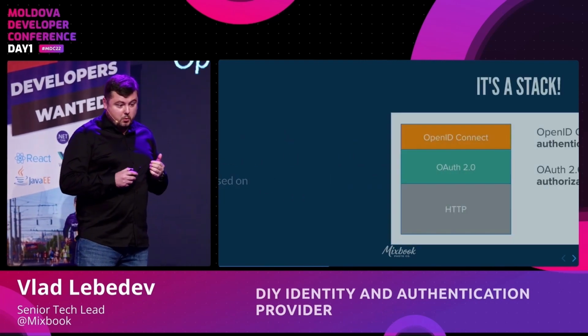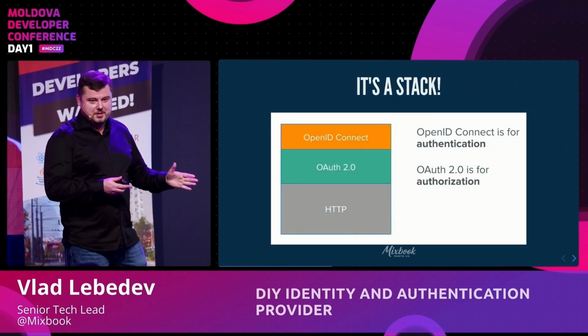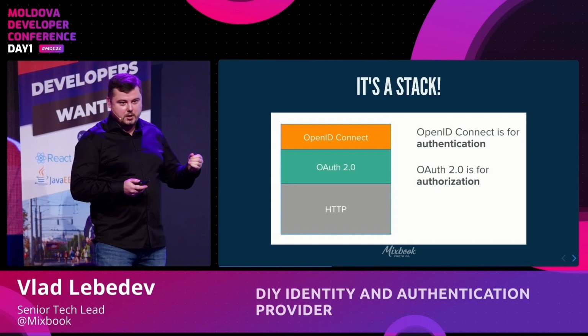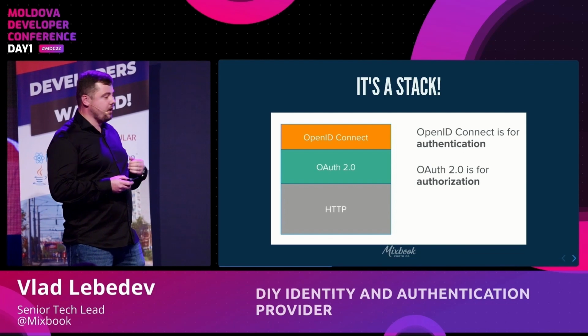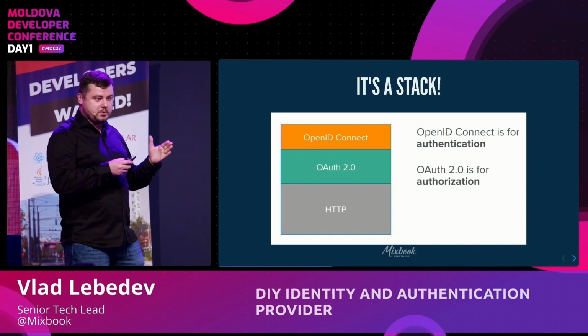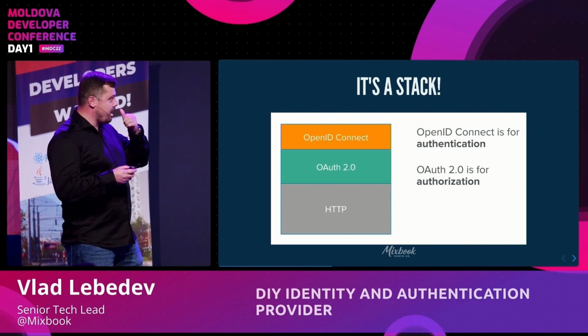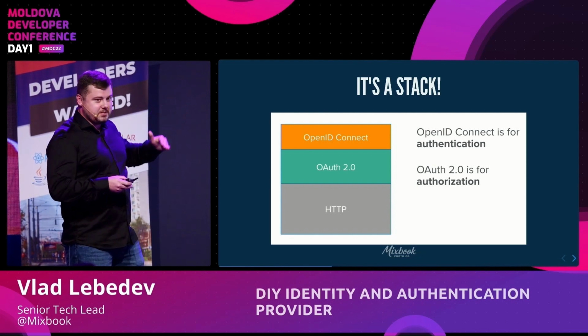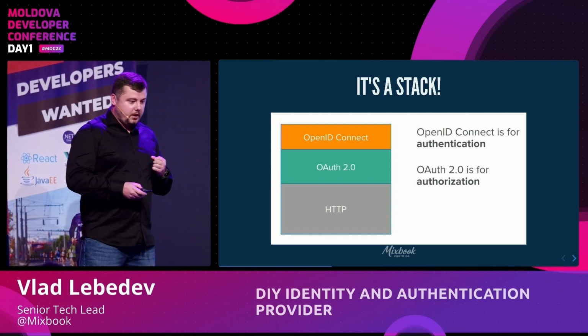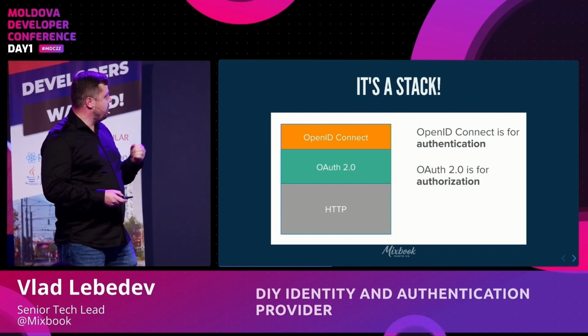But to confuse you more, it's all the same thing. It's a stack. OpenID Connect is actually implemented on top of OAuth. It's just that OAuth was so well adopted that the people who wanted to do login with service X just used the existing protocol and put the identity over authorization.